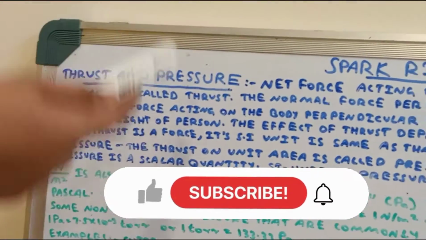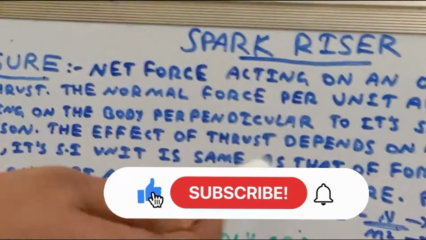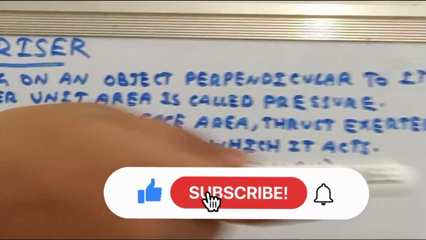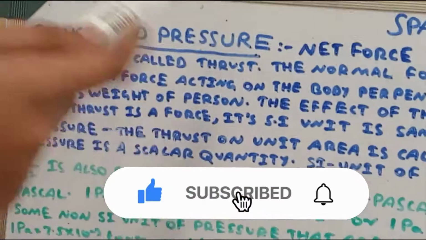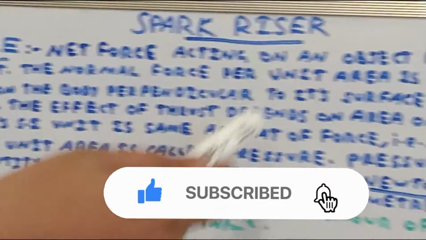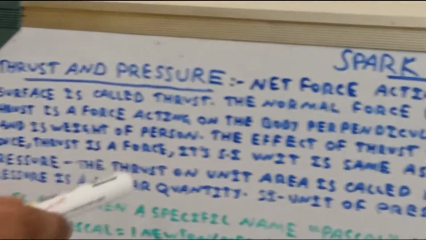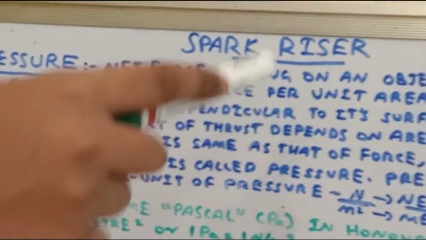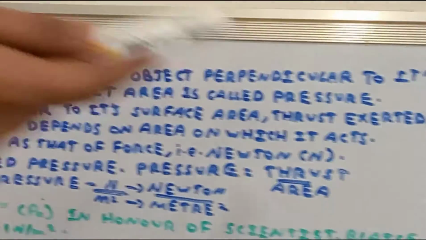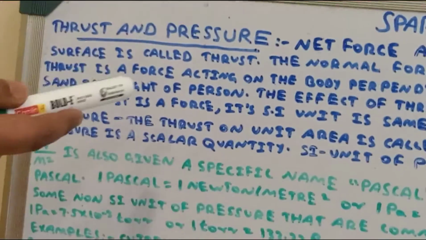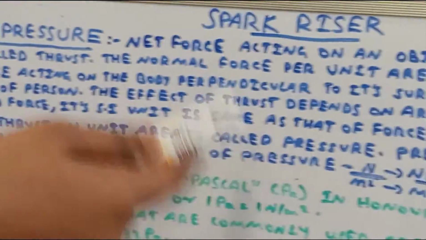Thrust is a force acting on the body perpendicular to its surface area, and the thrust exerted on the sand is the weight of the person. The effect of thrust depends on the area on which it acts. Since thrust is a force, its SI unit is the same as that of force, that is the Newton, N. Pressure: the thrust per unit area is called pressure.